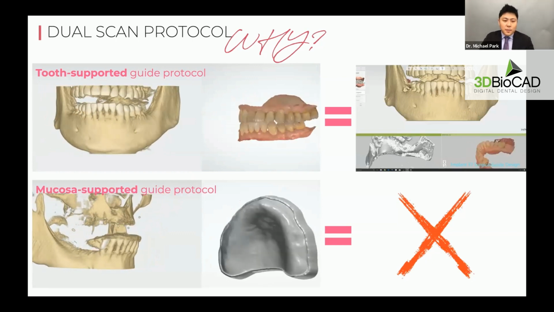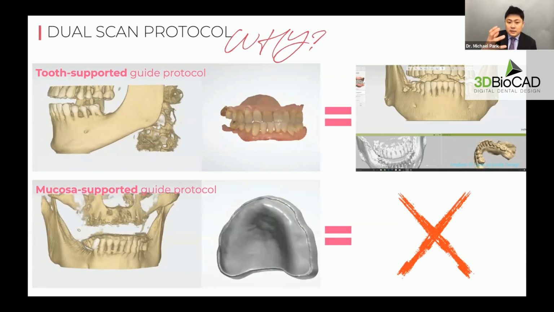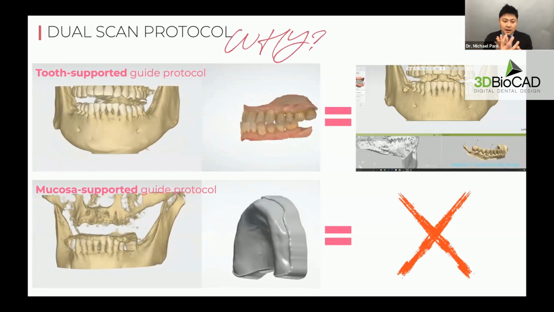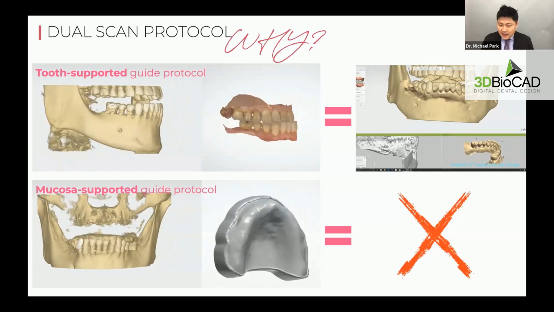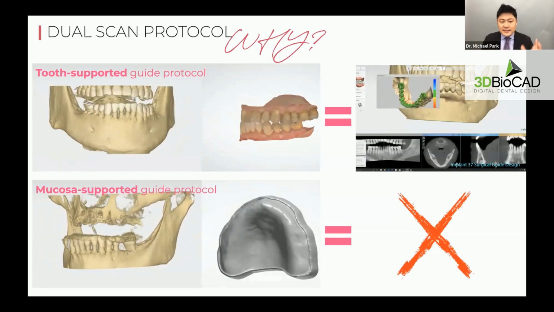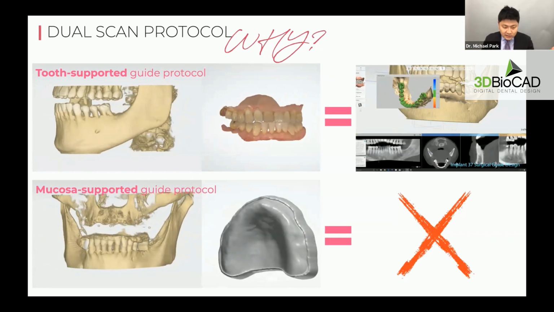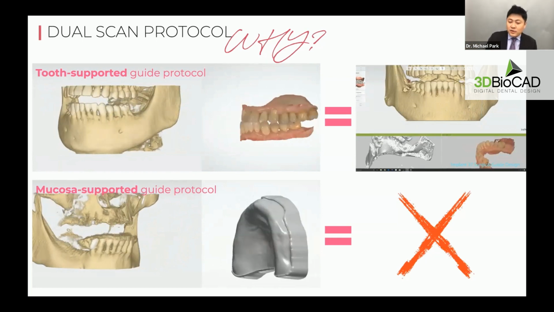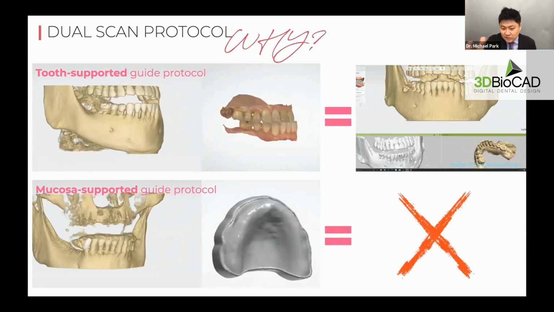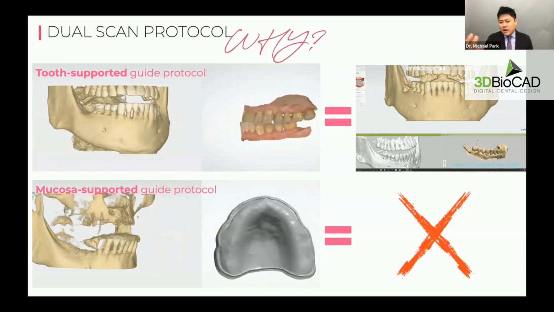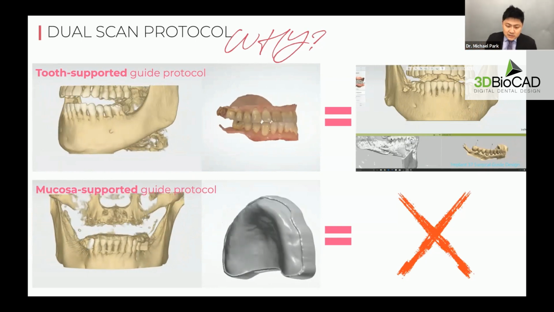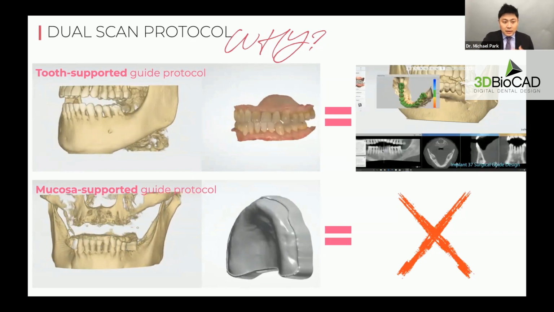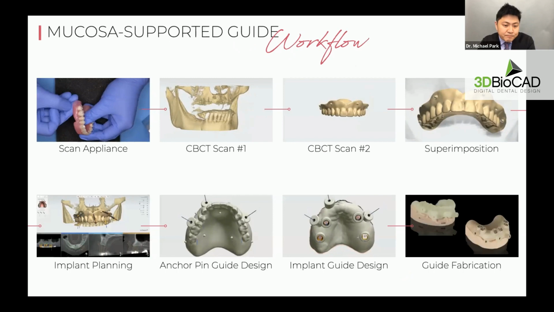Unlike a tooth-supported guide, where we have teeth as common points to superimpose the CT scan and the surface scan, with the mucosa-supported guide we don't actually have common points. If we look at the CT scan of an edentulous patient, we don't have any soft tissue information. And if we look at the intraoral scan of the edentulous patient, there's no hard tissue information. So we're not able to superimpose these scans together, and we need another technique for doing the implant planning.